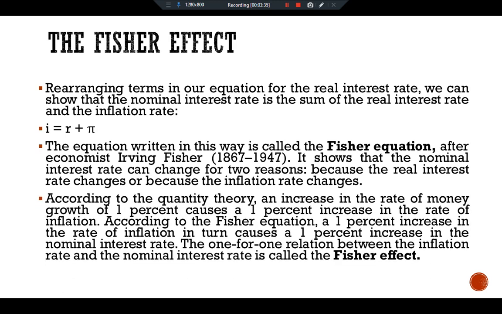According to the quantity theory, an increase in the rate of money growth by 1% causes a 1% increase in the rate of inflation. According to the Fisher equation, a 1% increase in the rate of inflation in turn causes a 1% increase in the nominal interest rate. The one-for-one relation between the inflation rate and the nominal interest rate is called the Fisher effect.